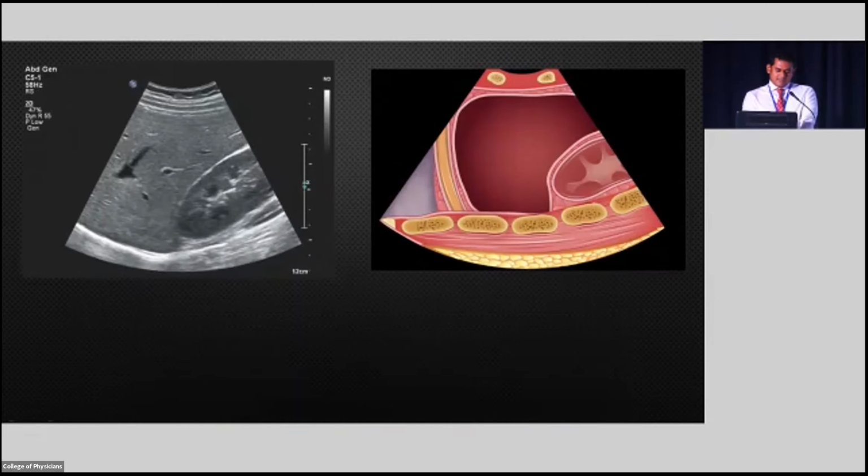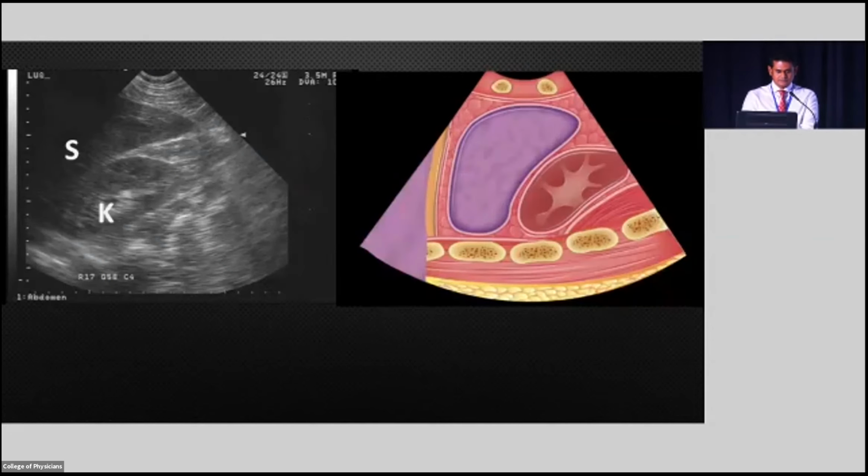Then we further went down to scan the liver and the kidney, just to see whether there's evidence of free fluid in the abdomen, or whether there is hydronephrosis, which will tell you this patient may be having evidence of an ascending UTI.